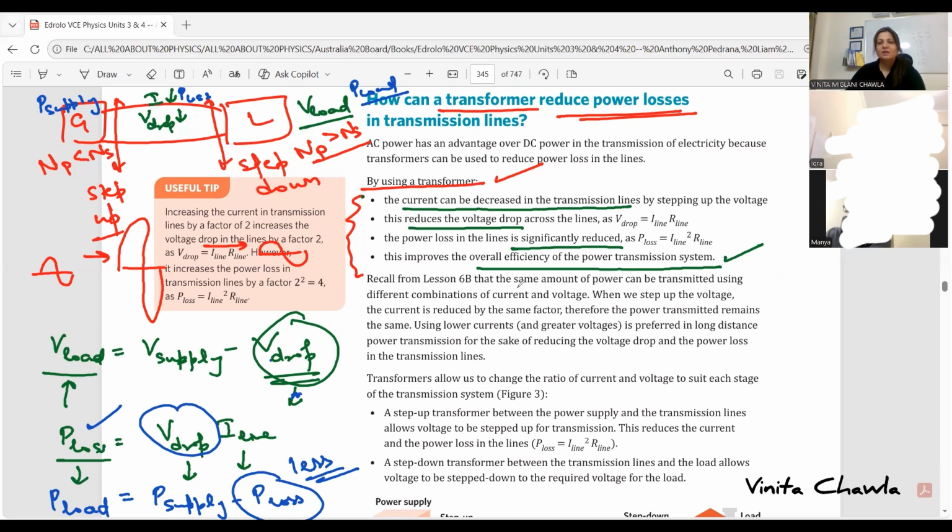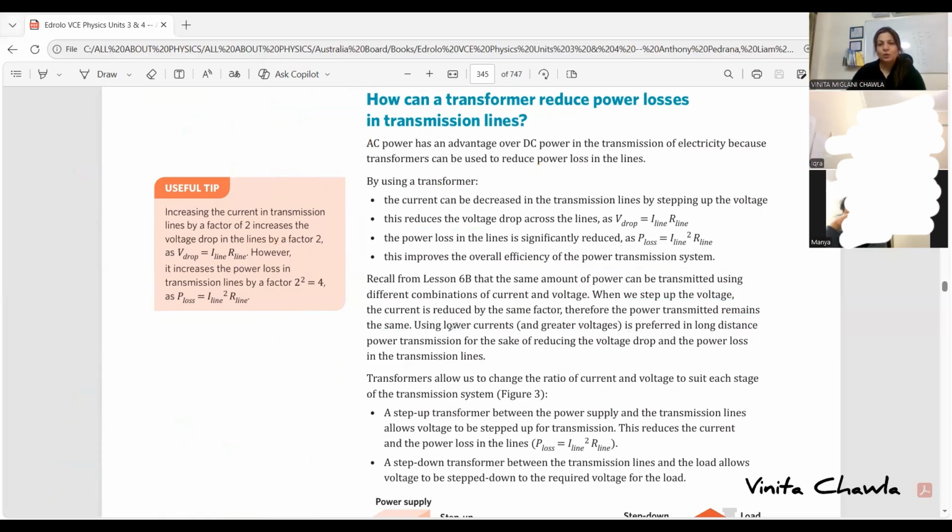So in 6B, we had done that the same amount of power can be transmitted using different combinations of current and voltage. When we step up the voltage, current is reduced by the same factor. Therefore, power transmitted remains the same. Lower current and greater voltage is preferred on long distances, for the sake of reducing the voltage drop and the power loss in the transmission lines.